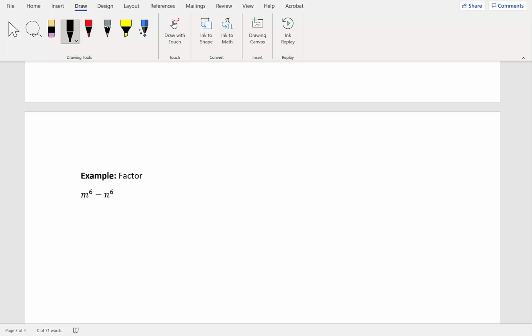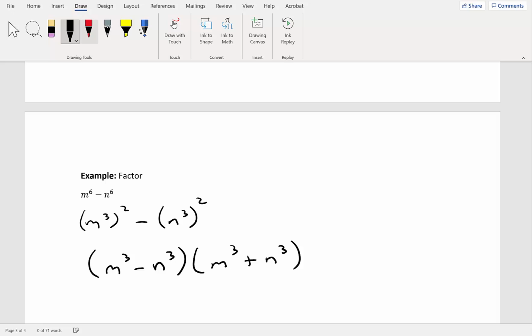So m to the 6th, I'm going to rewrite it as m to the third raised to the second power minus n to the third raised to the second power. So now I have a difference of 2 squares, so let's go ahead and use our formula. So we have m to the third minus n to the third times m to the third plus n to the third.